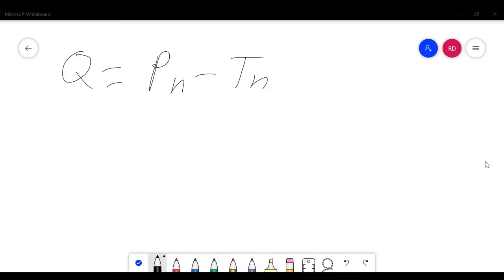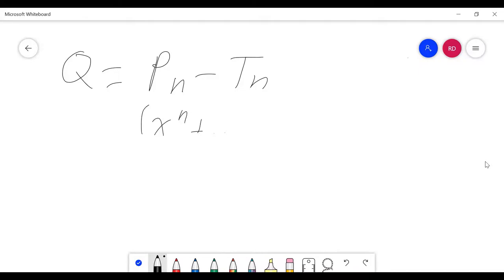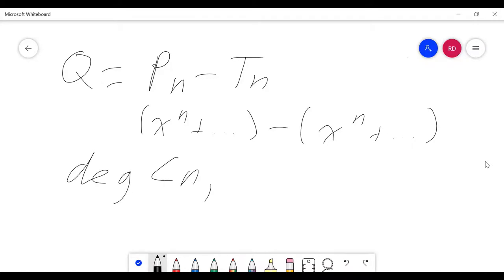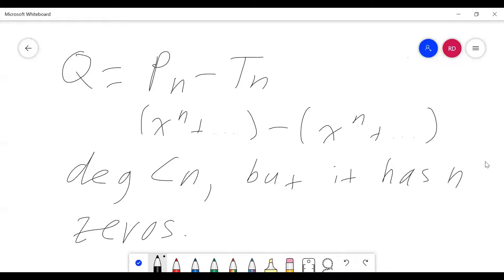where we left off, we had just shown that this Q we constructed, since Pn and Tn are both monic, does not have an nth degree term. Pn would start with x to the n, and Tn also starts with x to the n. So its degree is less than n, but it has n zeros. Well, hopefully it's clear that that is nonsense. So it was a contradiction.